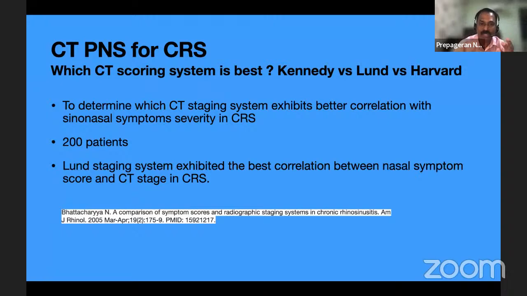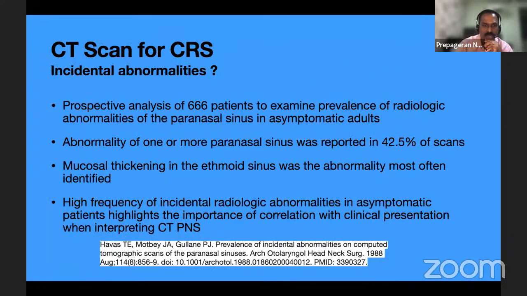So which scoring system for CT scan is the best, Kennedy or Lund? According to the study by Bhattacharya, the Lund-Mackay system exhibited the best correlation between the nasal symptom score and the CT scan in the CRS stage.